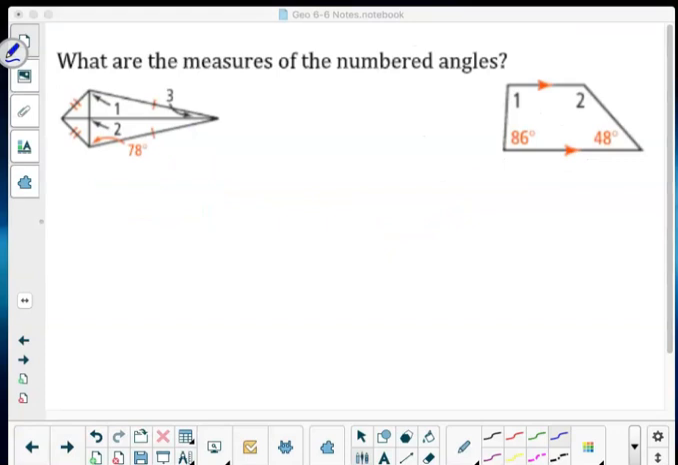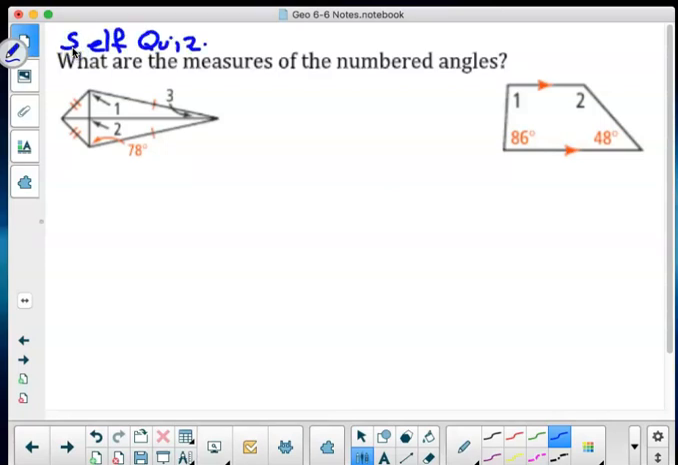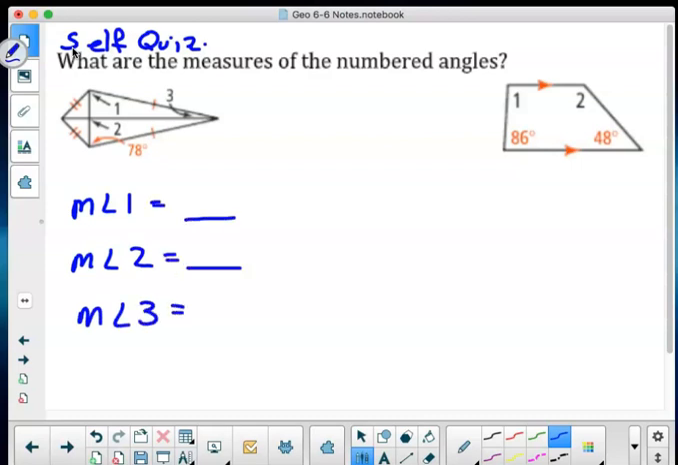Oh, you know something? Look at this. What are the measures of the numbered angles? So this is a self-quiz. Find out what you know. Okay, self-quiz. Go ahead, turn me off, get it done. Okay, so you're back, but did you find the measure of angle 1, the measure of angle 2, the measure of angle 3, and do you know what those are and how to do them?